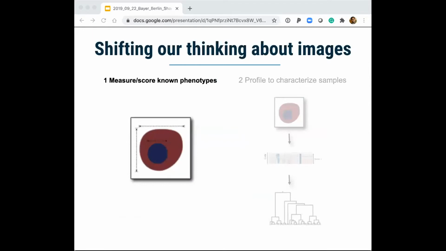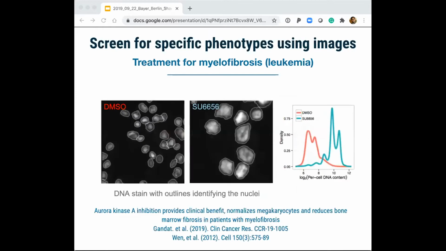But what does this technology equip us with? The most obvious application is to measure specific phenotypes in images, which requires, of course, that you know the phenotype you're looking for ahead of time. I'll just walk you through a few examples of this application.